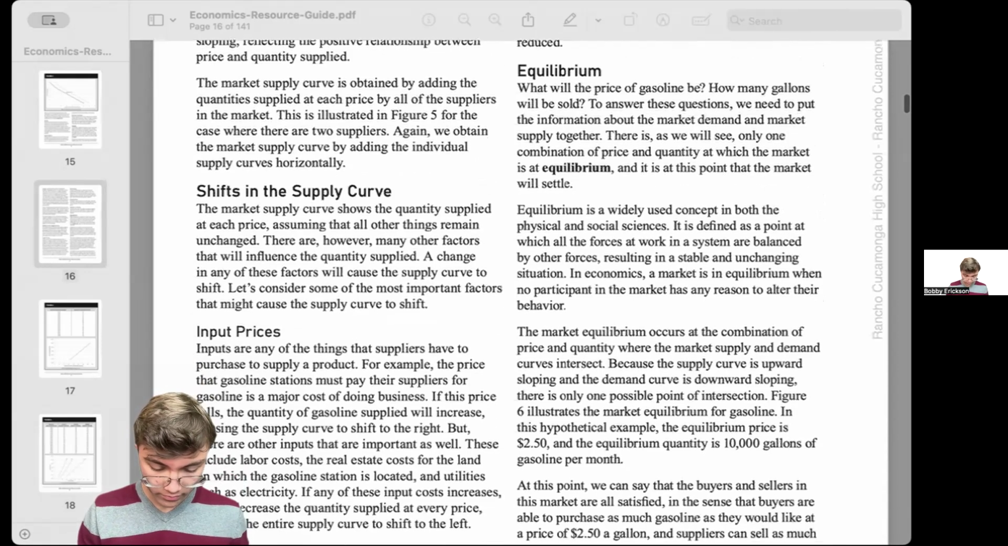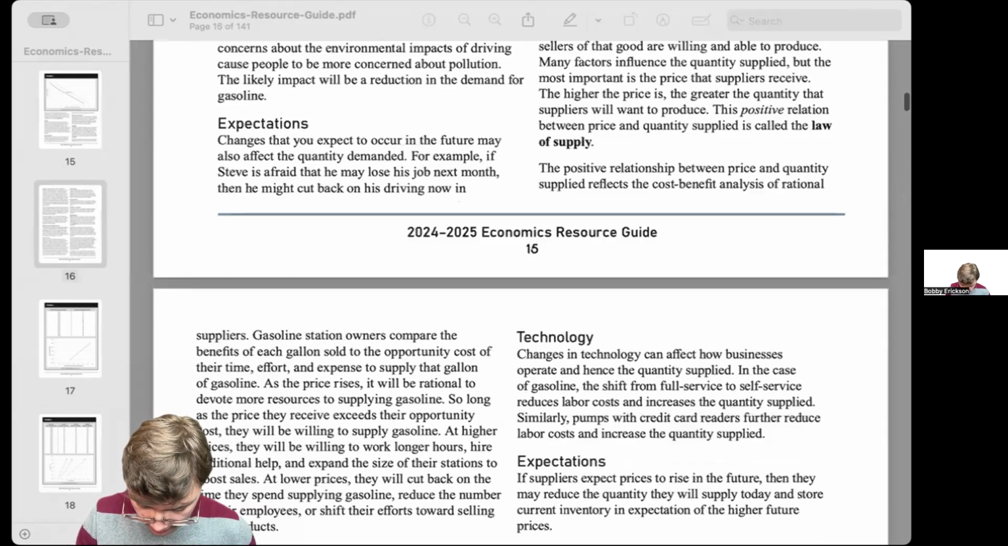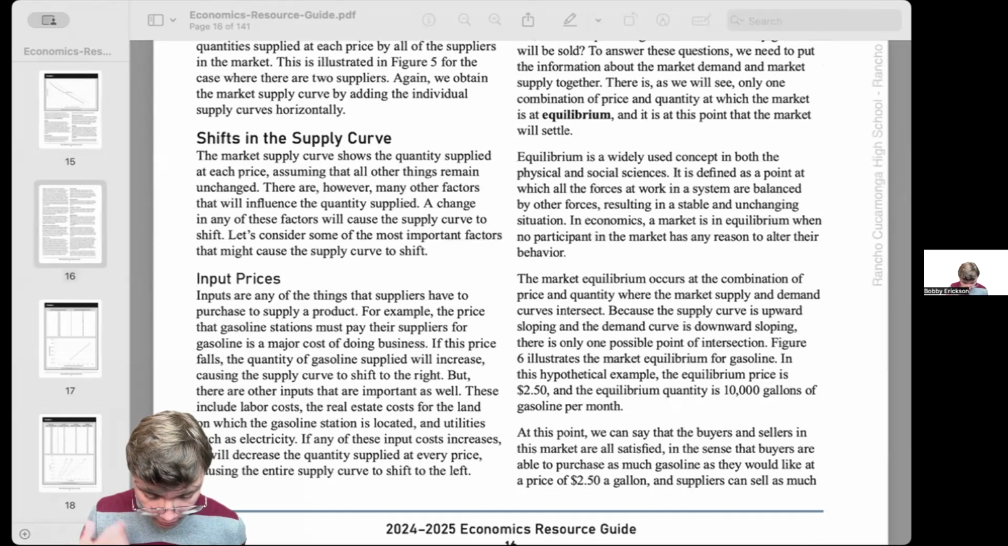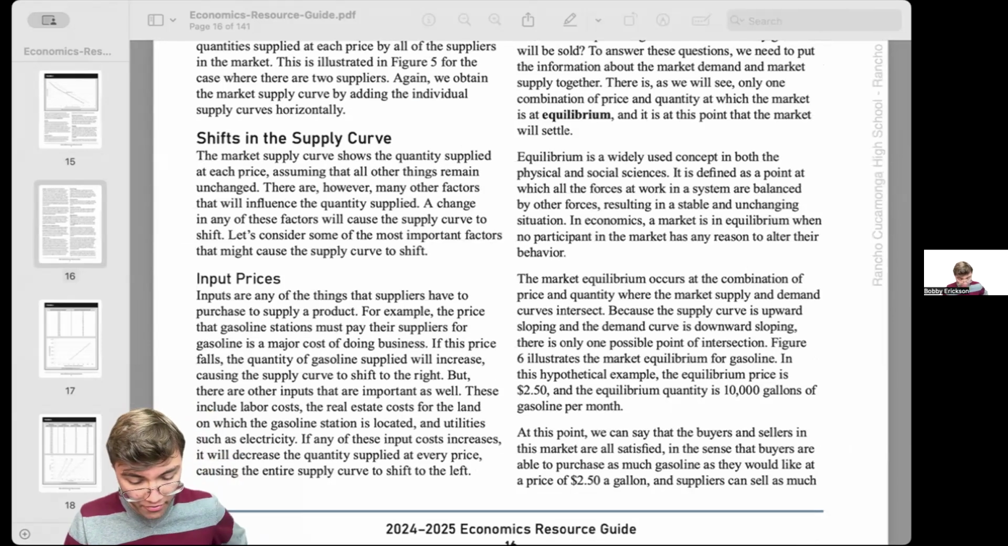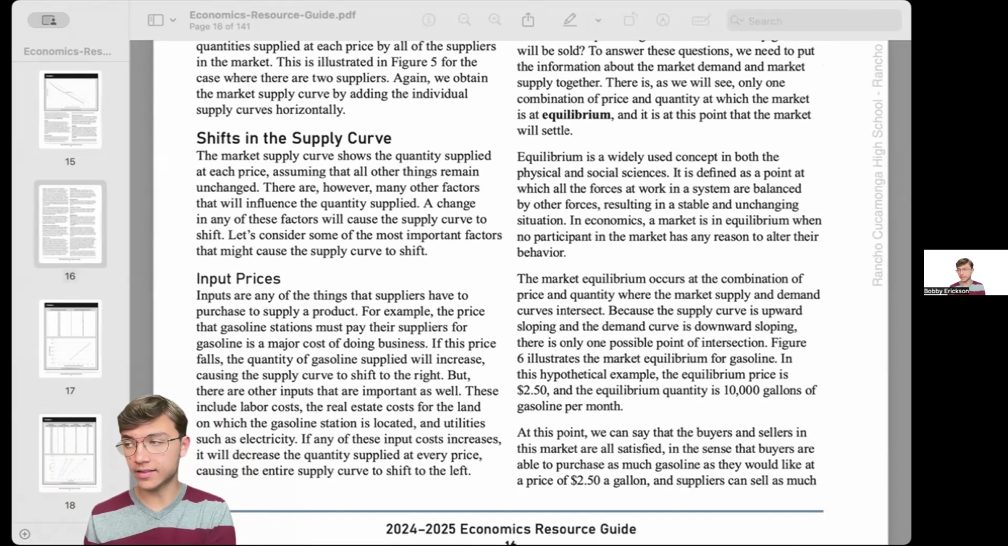So with input prices, this is when you have prices for things that must be inputted in order to sell them. So, for example, for gas prices, we're using the price of gas again. If oil prices, for example, increase a ton, then the supply of that is going to decrease, because they are not going to be able to afford as much gas as the price that they are selling it at allows for.